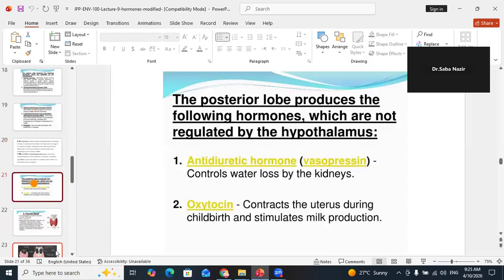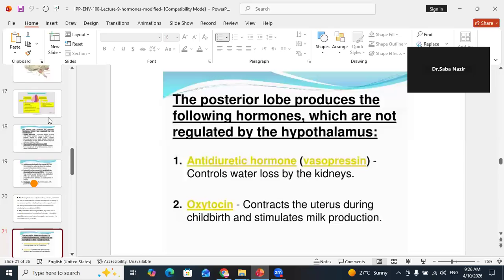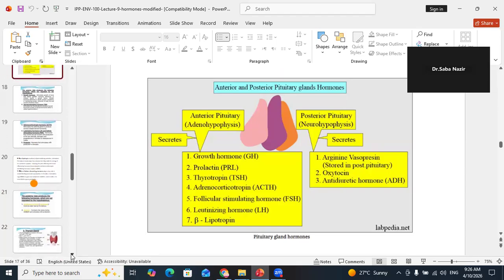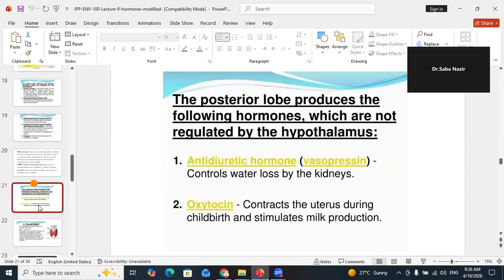The posterior lobe produces hormones: antidiuretic hormone, vasopressin, and oxytocin. If we recall the names, it was vasopressin or antidiuretic hormone. So we are not doing them separately, we are doing them all together. Antidiuretic hormone, or vasopressin, controls the water loss by the kidney.